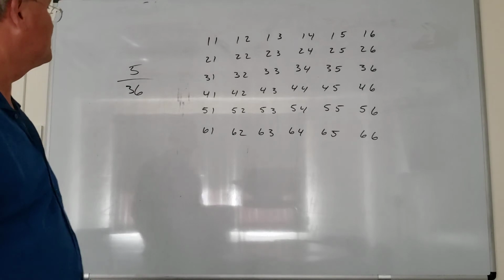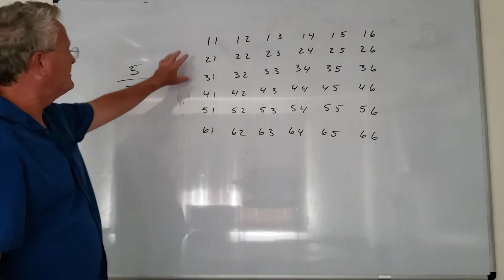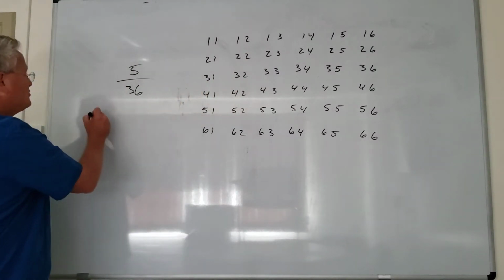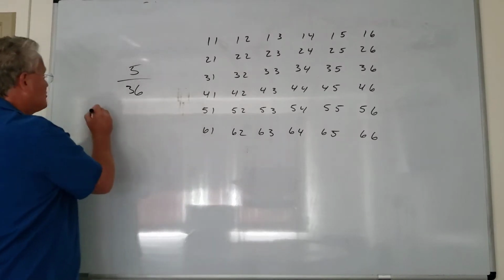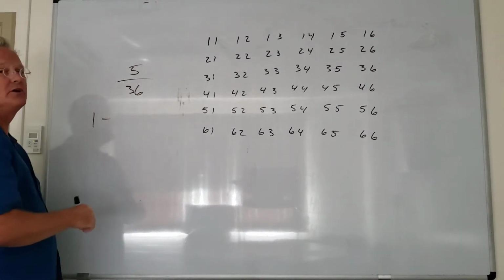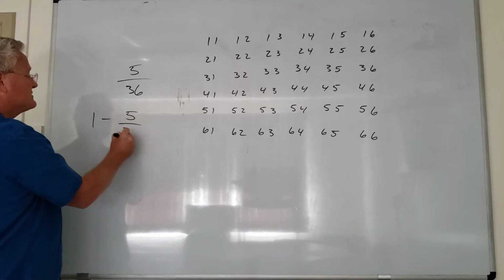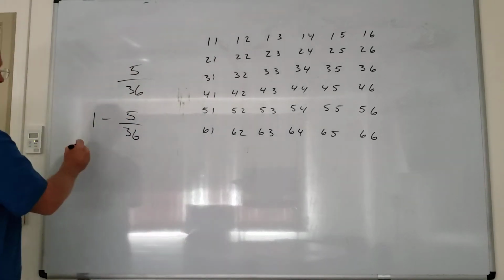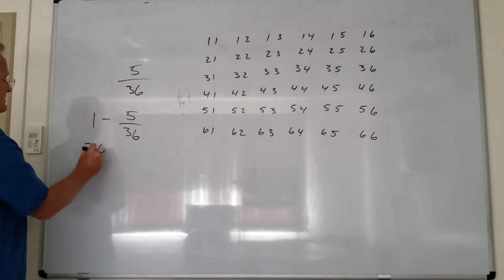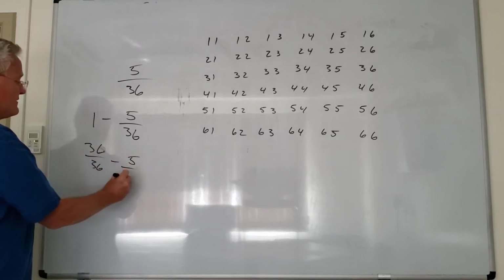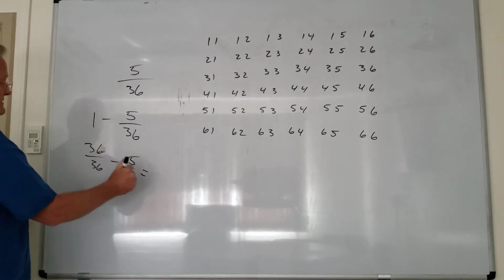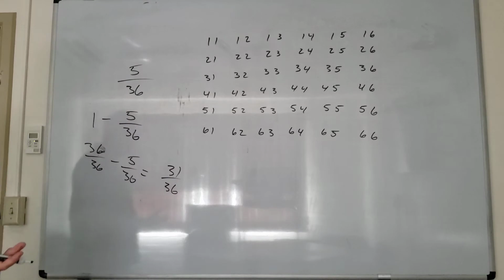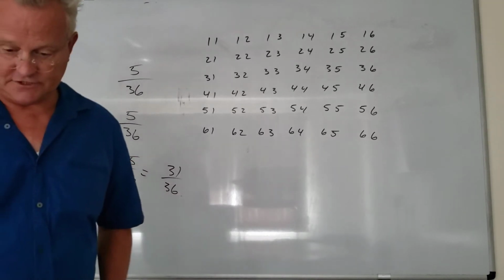What's the probability that the sum is not 6? Well, you could count all the ones that are not adding up to 6, but it's easiest to do the complement. So 1 minus the probability that the sum is a 6 is going to give us the probability that the sum is not a 6. Well, 1 is 36 out of 36 minus 5 out of 36. 36 minus 5 is 31. So the probability that the sum is not a 6 is 31 out of 36.